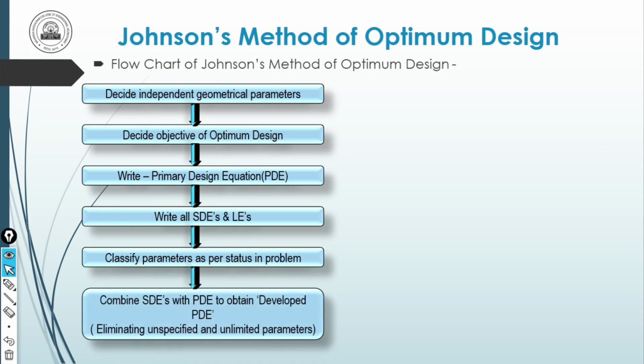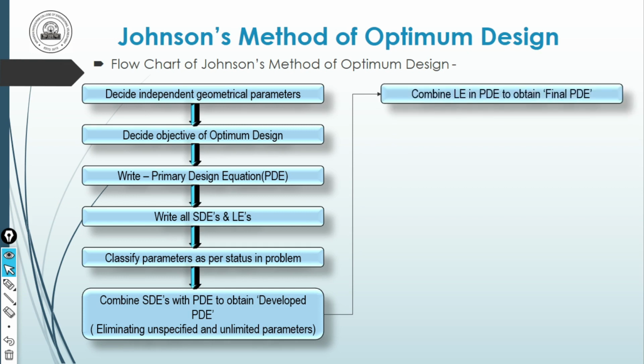Next, we combine the subsidiary design equations, that is SDEs, with the PDE to obtain a developed PDE. In this step, we eliminate the unspecified and unlimited parameters. How we eliminate those, we will see while solving the numerical. Next, we combine the limit equations with the developed PDE and obtain the final PDE, so that from the final PDE we will be able to conclude the optimum design solution.